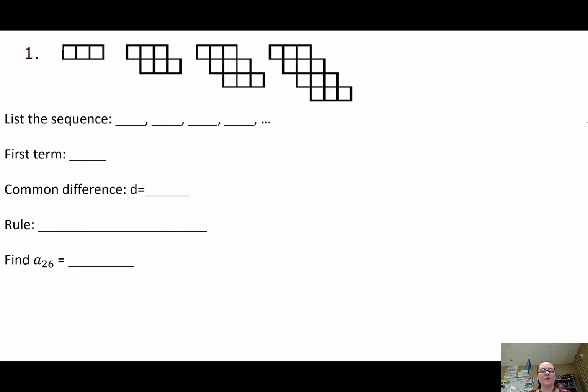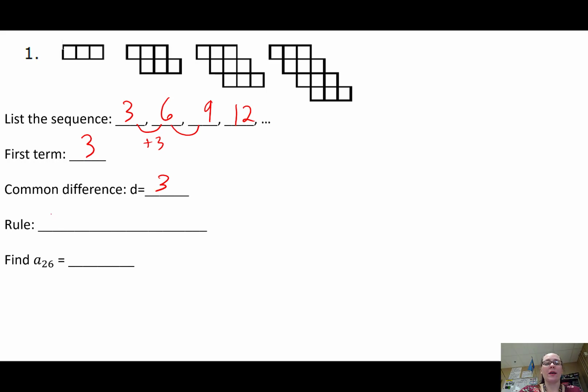I've got this set of squares here. In the first set of squares, I've got 3. Second set, I've got 6. Then 9. Then 12. What is my first term? Well, in this case, 3. My common difference, how am I going from one term to the next? Well, I'm adding 3 each time. So my common difference is 3.